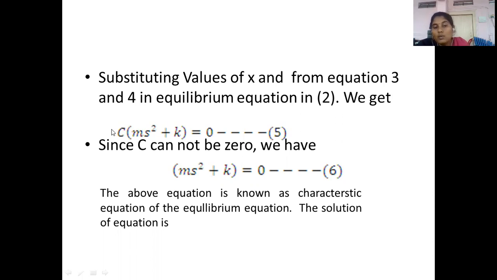So B is nothing but ms square plus k is equal to 0. Write down ms square plus k is equal to 0. That is the equation number 6.